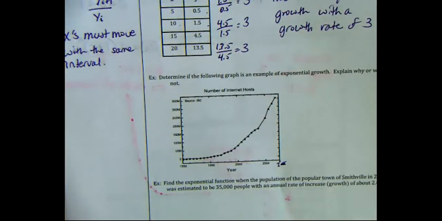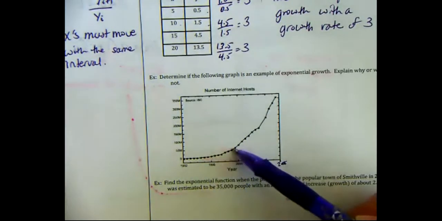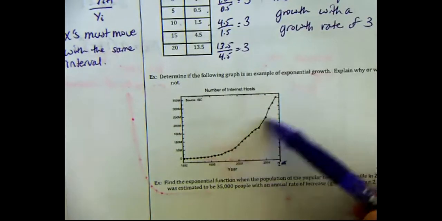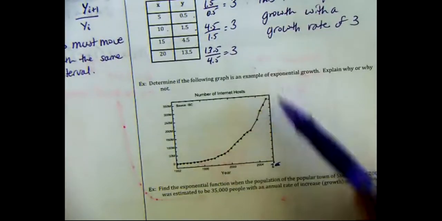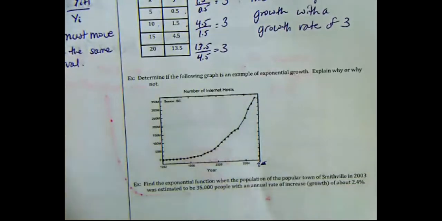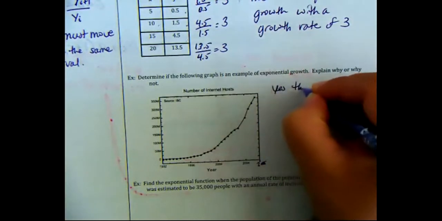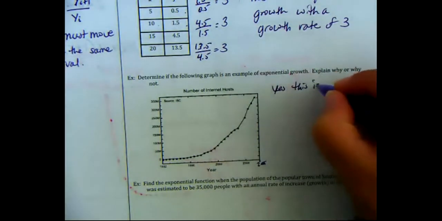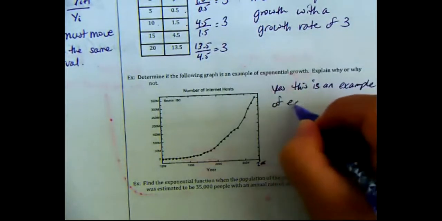Okay. But we can see that it's very minor growth, minor growth, minor growth. Over an 8-year period, we have a very minor growth. And then around 2000, it starts increasing very rapidly. Okay. So because of this minor, and then a rapid increase between a short amount of time, we can say that this is an example of exponential growth. So yes, and we write in complete sentences. This is an example of exponential growth.